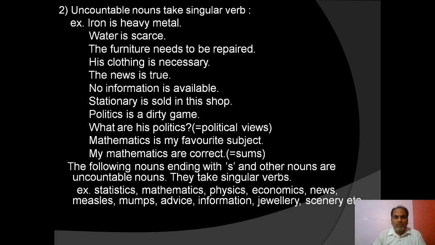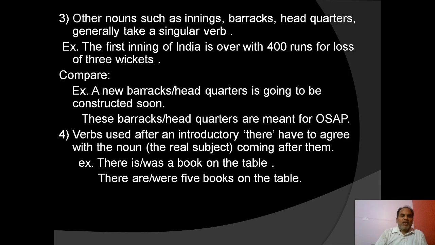The following nouns ending with s and other nouns are uncountable nouns. They take singular verbs. For example, statistics, mathematics, physics, economics, news, measles, mumps, advice, information, jewelry, scenery, etc. Let us discuss another situation. Number 3. Other nouns such as innings, barracks, headquarters generally take a singular verb. They look like plural, but they are singular.